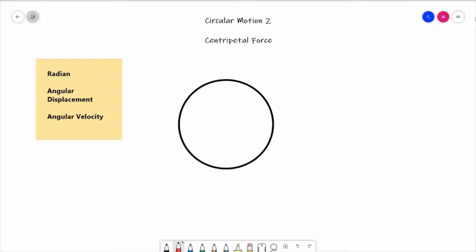Just as a quick recap then, the definition of the radian: we have two radii shown on the screen, and we have an arc length in between which is also equal to that radius. Then the angle in between those two radii is equal to 1 radian. In a complete circle there are 360 degrees, but in our new method of calculation that will equal 2 pi radians.